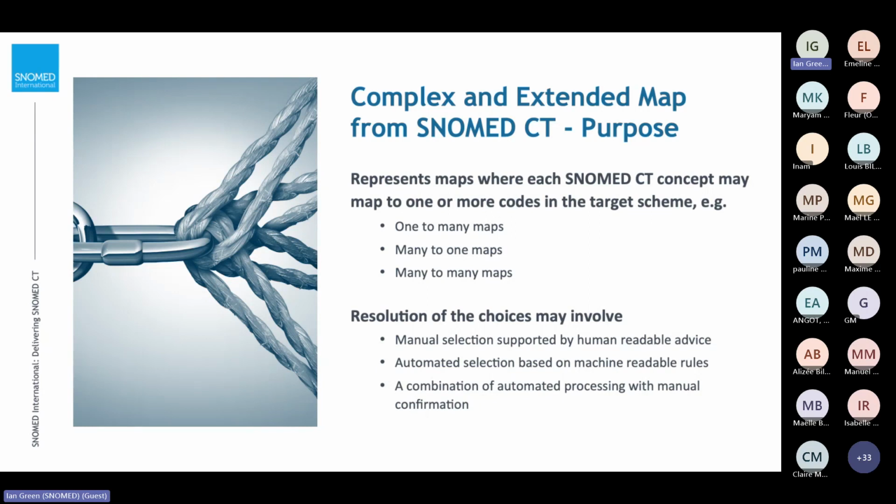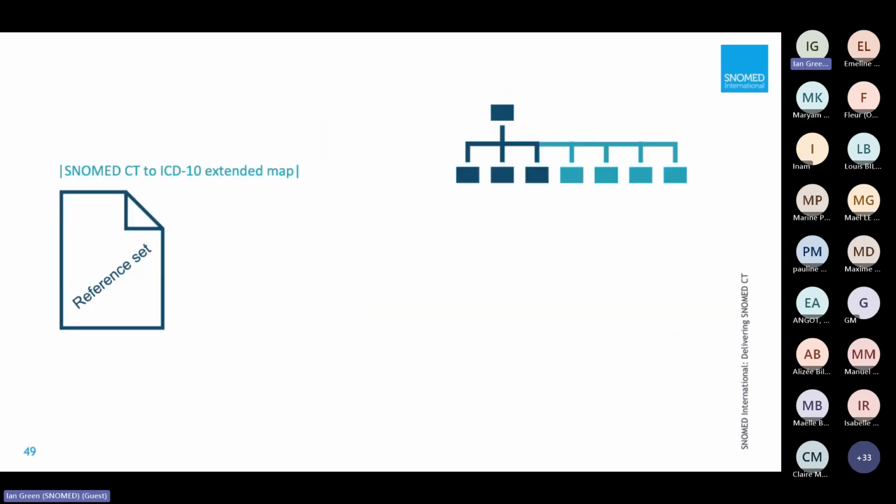You could do a manual selection, so you've got SNOMED and the other one, and you've got a clinical coder in between working out which one's which. In reality, it tends to be the last one here. It tends to be a combination of automated process with manual confirmation. So think about the automated process almost giving you a default map, and then the clinical coder or the clinician in between making the assertion of which one is correct.